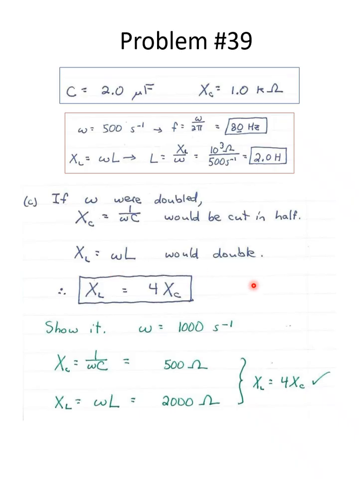Now we could also show this with the numbers. Omega, if we're doubling it, so it was 500 radians per second, let's crank it up to 1,000 radians per second, and we can actually do the computation. We see that the capacitive reactance, 1 over omega C, when we plug in the values, gives 500 ohms. The inductive reactance is omega L, so we plug in those values and we get 2,000 ohms. And so you can see that XL is 4 times XC.